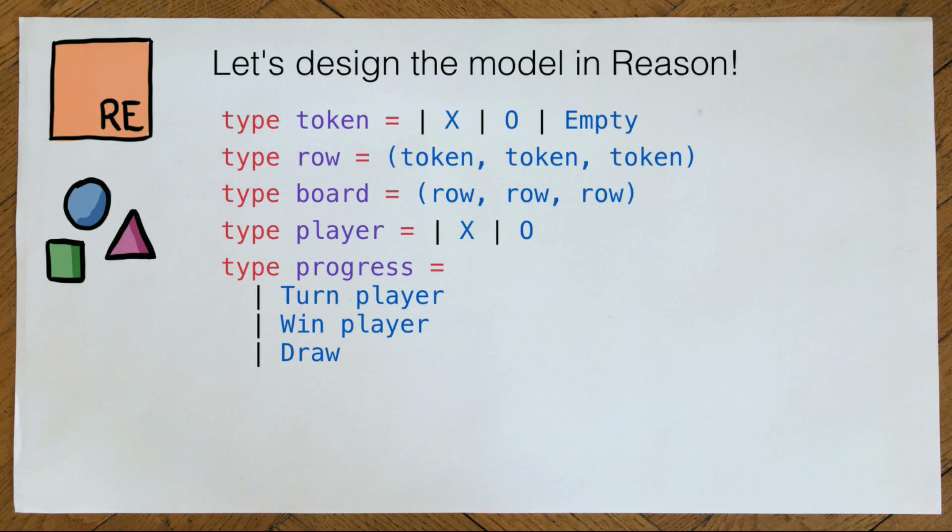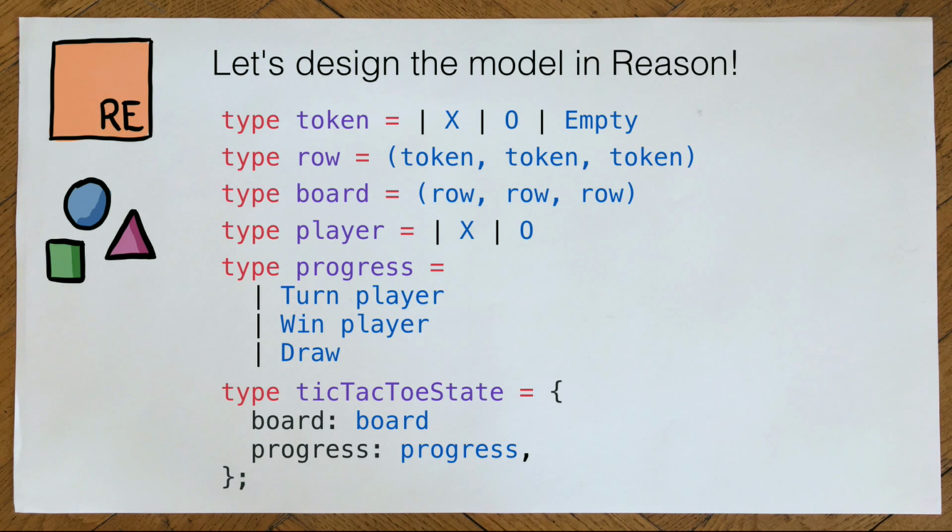And then we have our tic-tac-toe state, which is abort and progress, the same as in flow. All right. Make sure to make a picture. Very good.